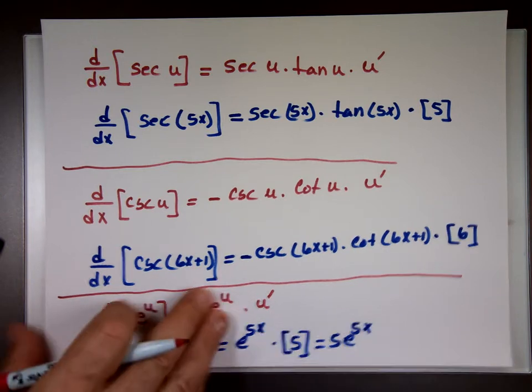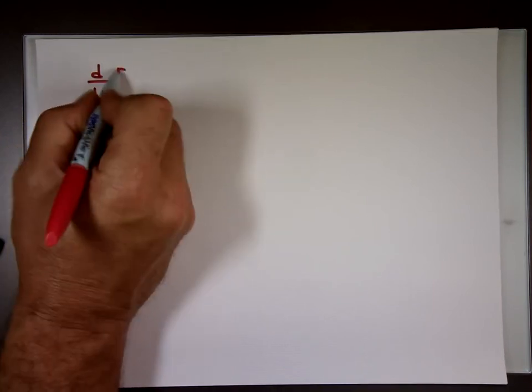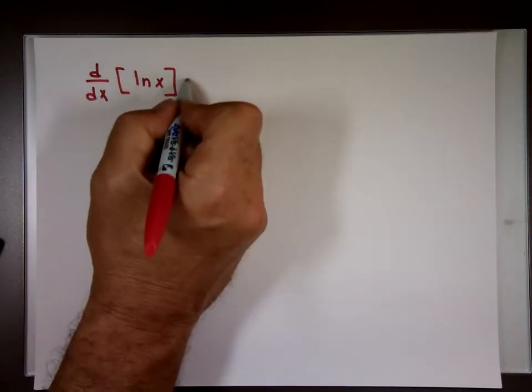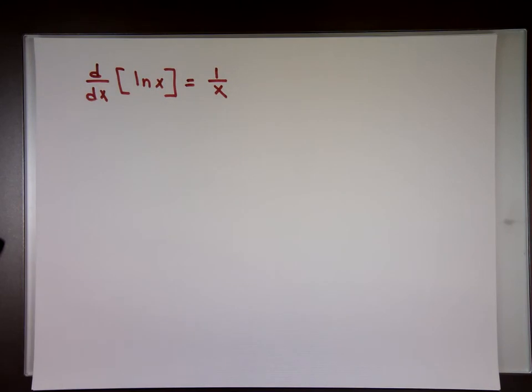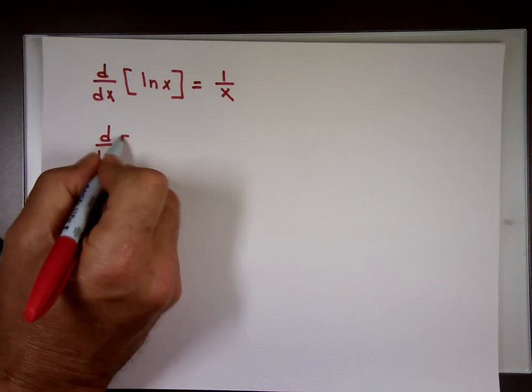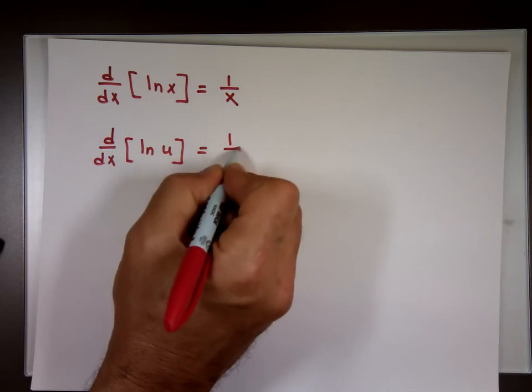Then I'll take a snapshot of a nice clean page, which is in our book there. If you have an older book, they all have it. When you have the derivative of the natural log of x, ln of x, it's always equal to 1 over x. But if that's not x, if that's a u, then the derivative of the natural log of u, just like the previous ones, is going to be what? 1 over u times u sub prime.